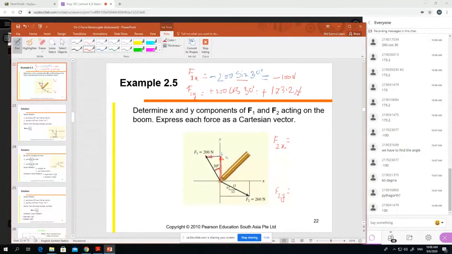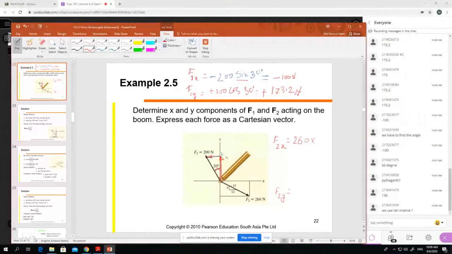Look, here the angle is not given, but three sides are given. What three sides are given? Can we use tan inverse? Look, it's very simple, not that complicated. How many forces do we have? 260. Very simple, right?